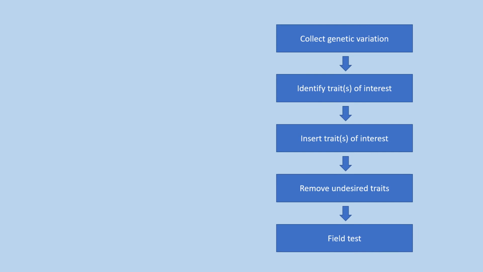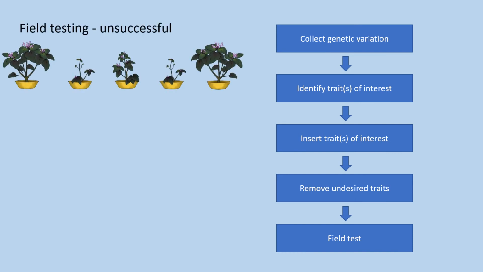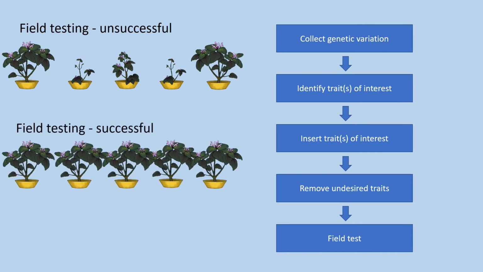Once the trait of interest is inserted, the modified crop needs to undergo field testing. The testing will confirm that the desired trait is indeed incorporated in the genome and is consistently expressed in the new crop variety, and the safety of the crop for the consumer and the environment. The cycle of identifying new traits to field testing can be repeated several times if needed.